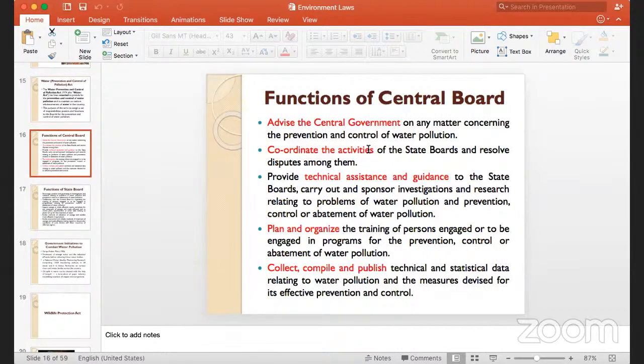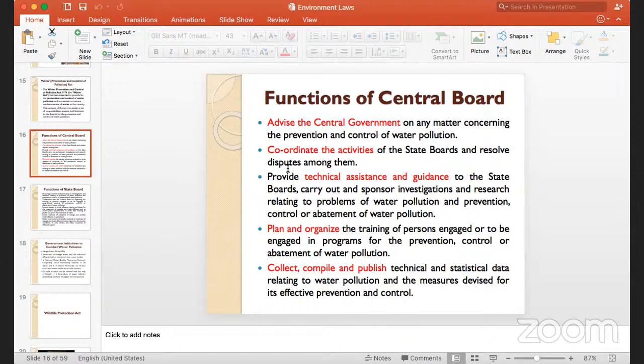Look at what the central board does. So there is a central water board. It advises the central government on prevention and control of water pollution. It coordinates the activities of the state boards and resolves disputes among them. It plans and organizes the training of people engaged in the prevention, control, and abatement of water pollution. It also provides technical assistance and guidance to the state boards.